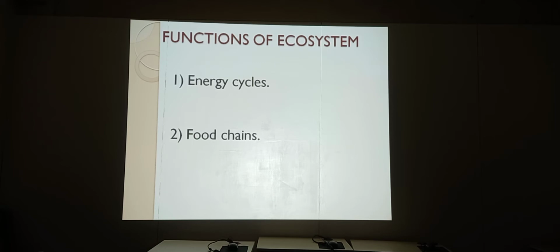A food web is a network of food chains. It shows the feeding relationships by which energy and nutrients are passed on from one species of living organism to another.